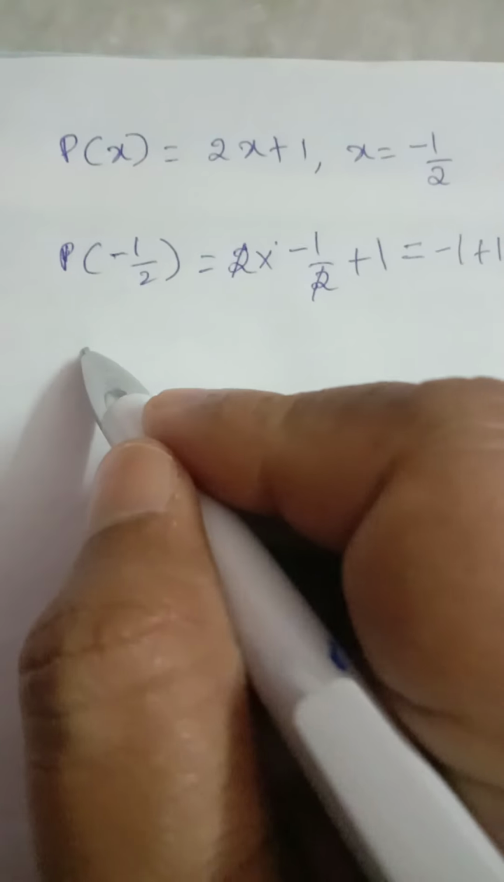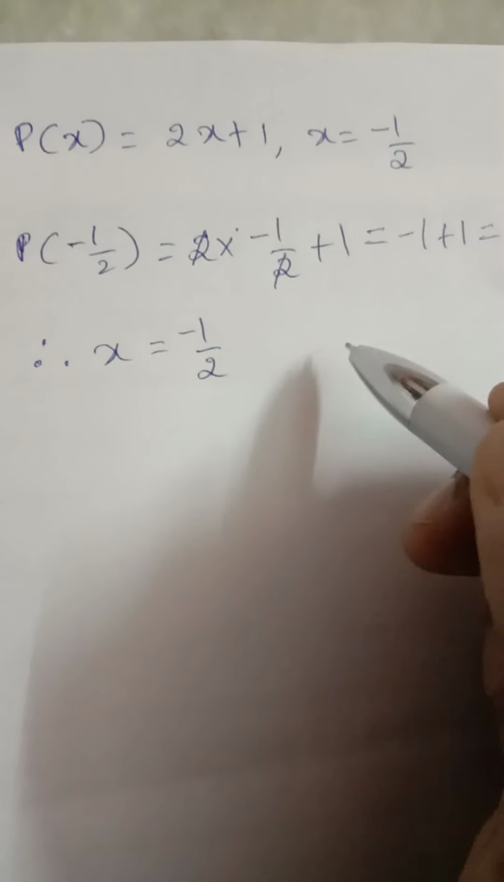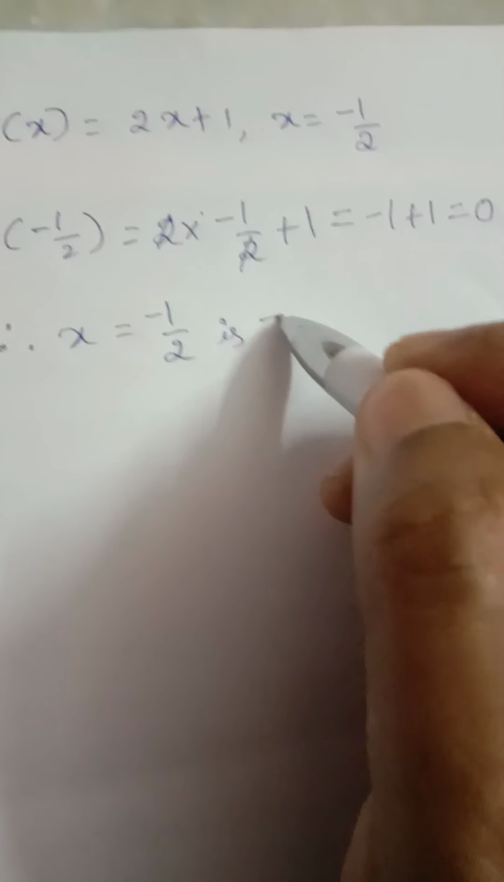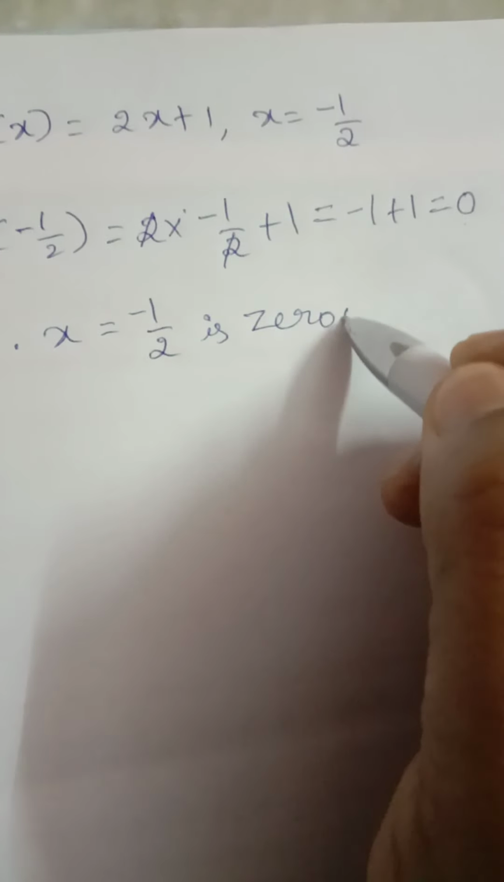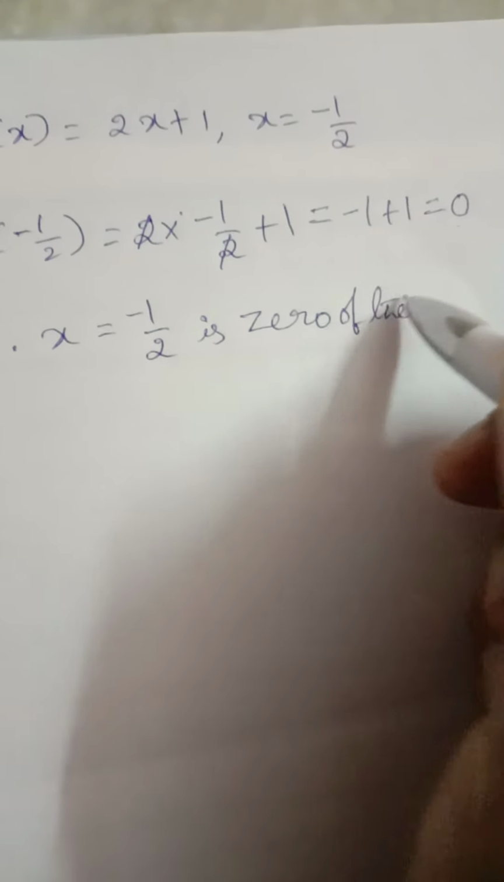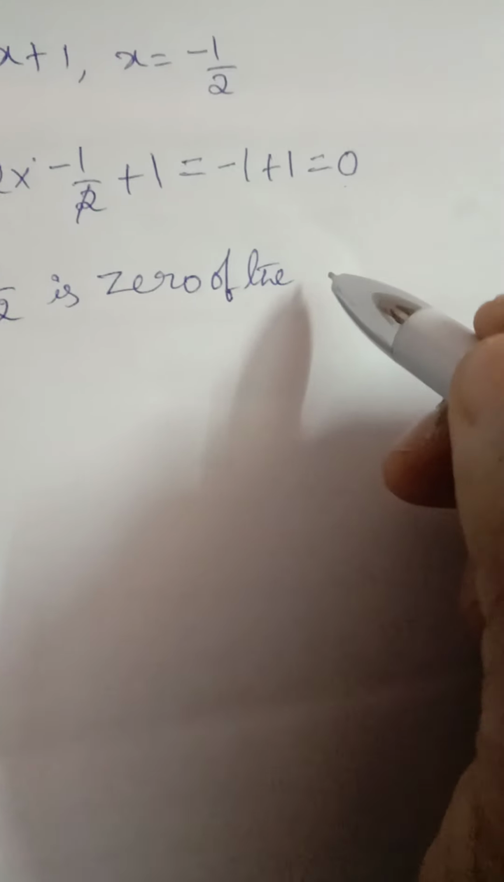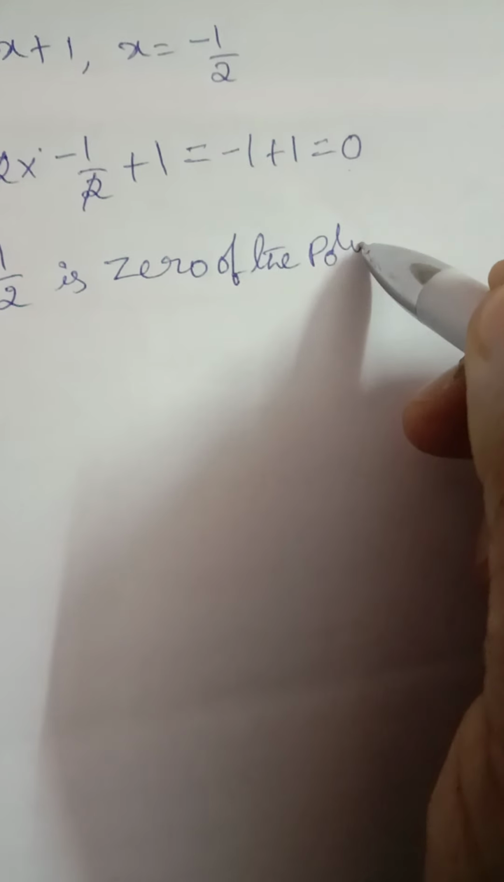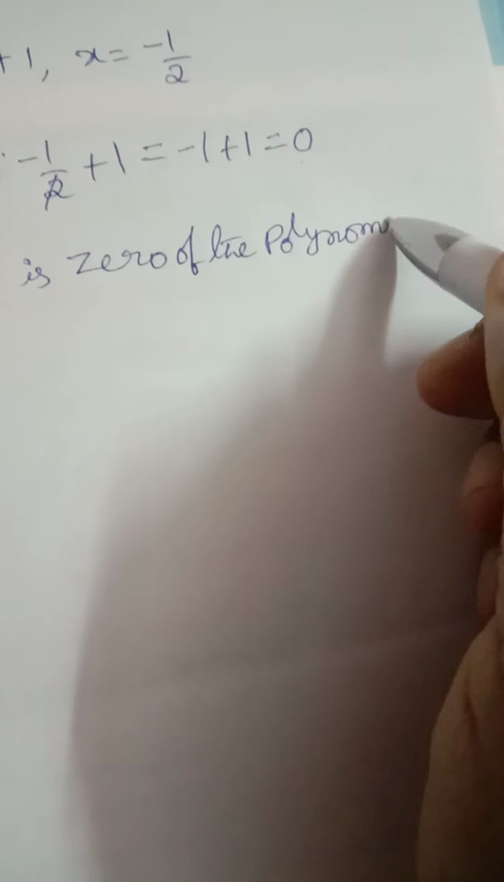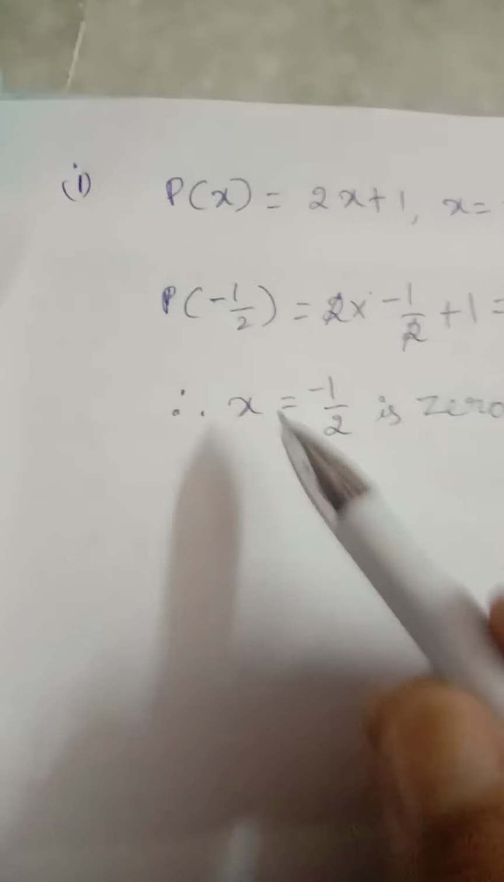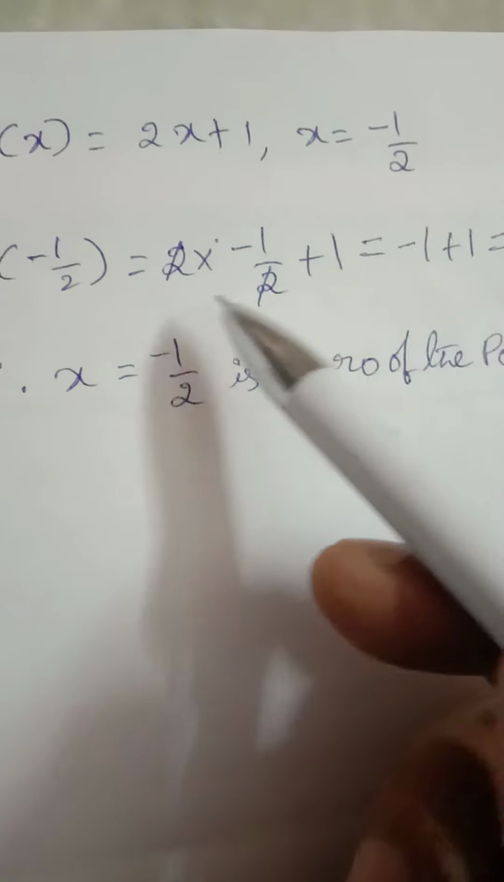Therefore x is equal to minus 1 by 2 is the 0 of the polynomial p of x. Next question number 2.